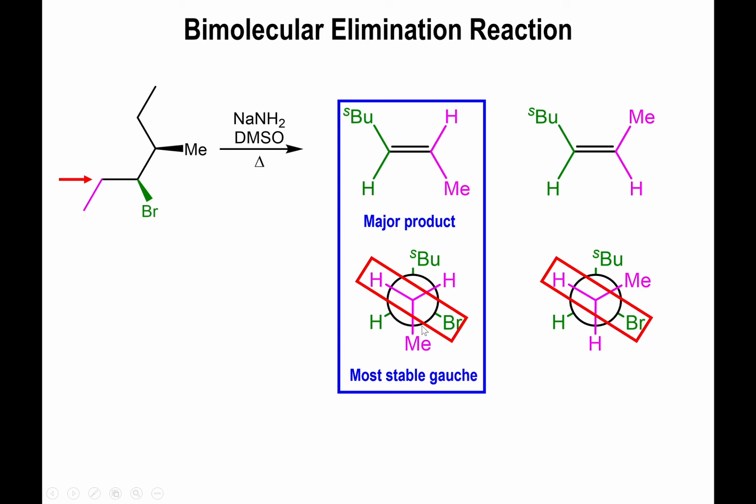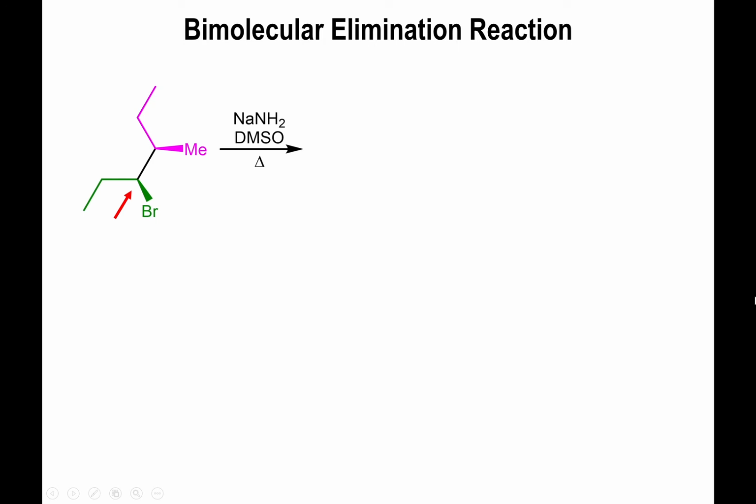So the fact that this is a more stable conformation, which means that you're going to have a greater amount of this conformation present in solution, is by default allowing this alkene to be formed as the major product. And what you can see right here is that the major product is the trans alkene compared to the cis alkene that we would have gotten from this other Newman projection.